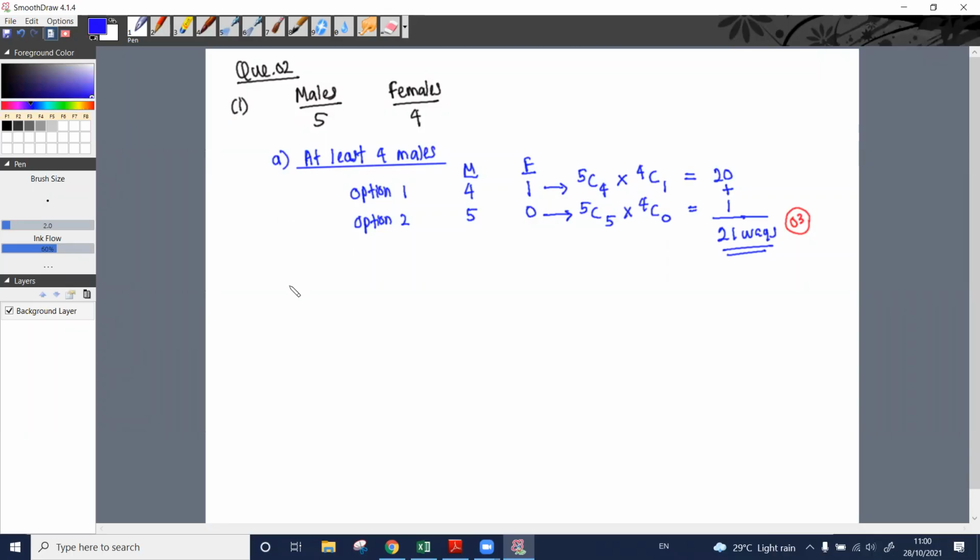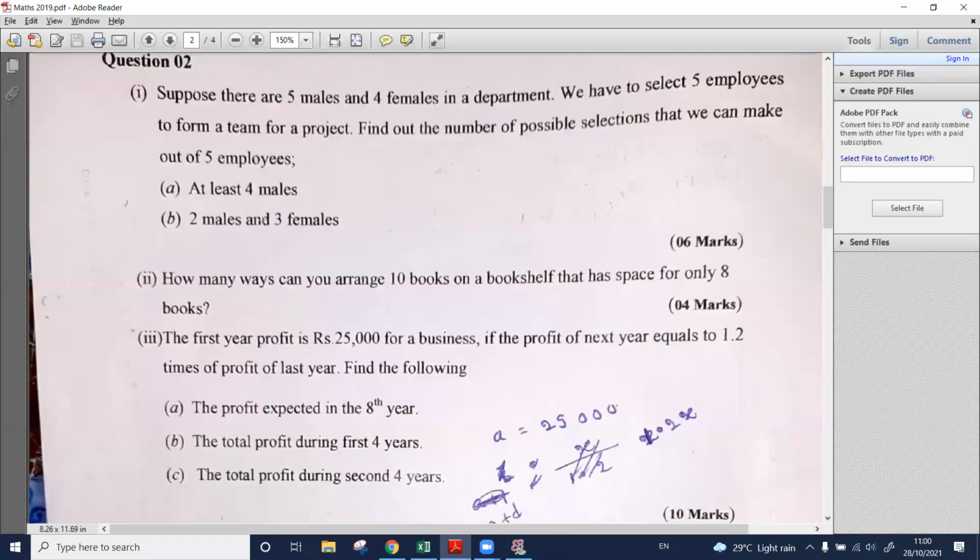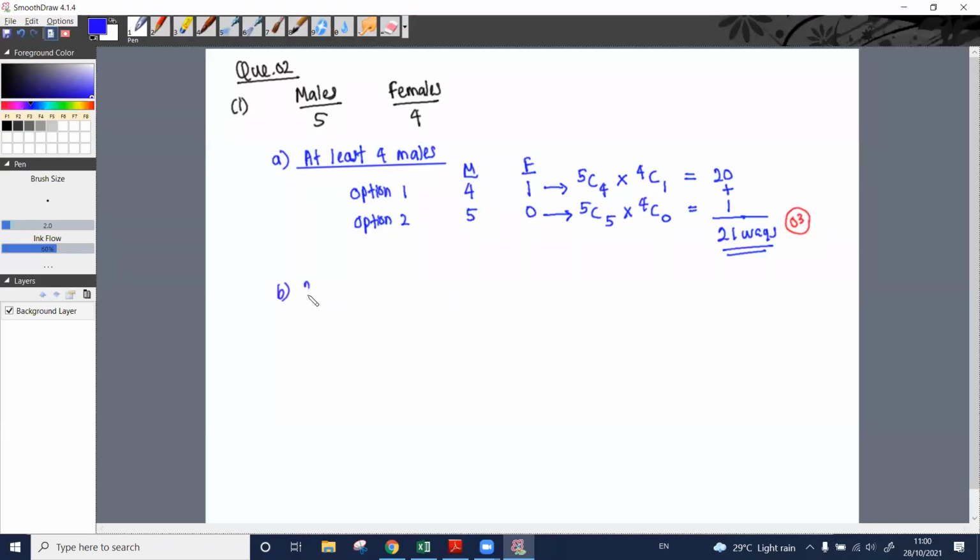Right. Part B. 2 males and 3 females. At least, at most, if it is said like that, then it is easy. No options, right? We have only one option here. 2 males and 3 females.